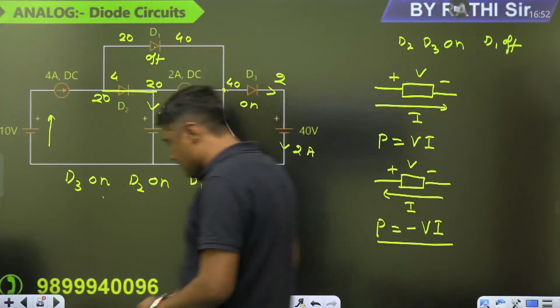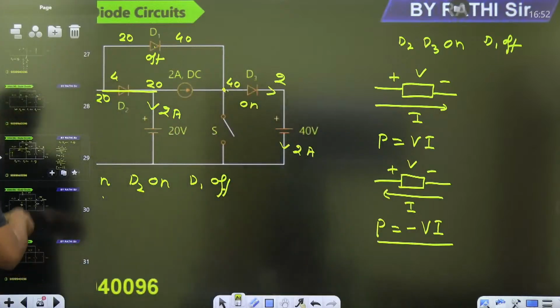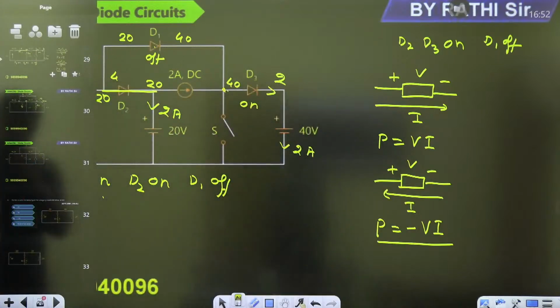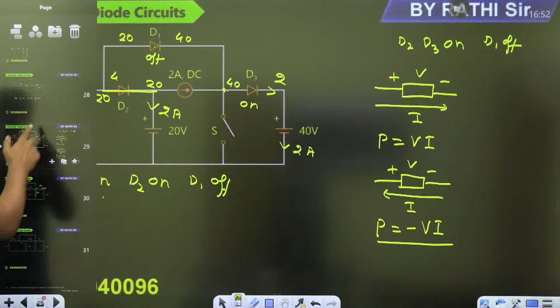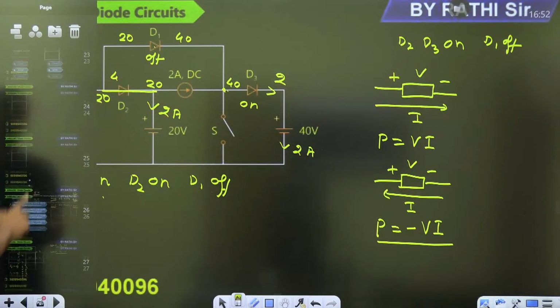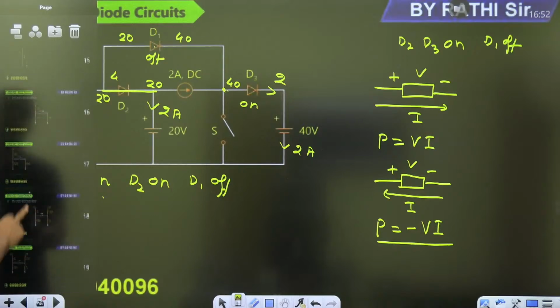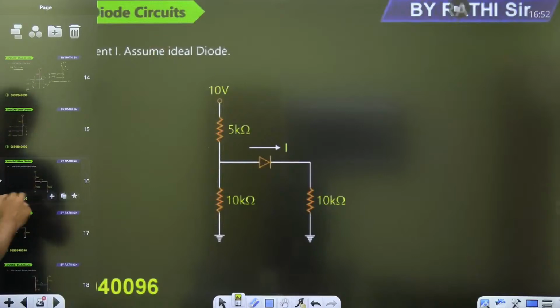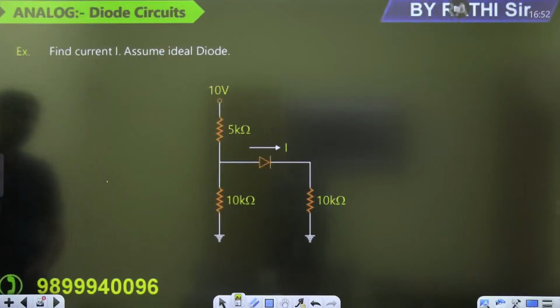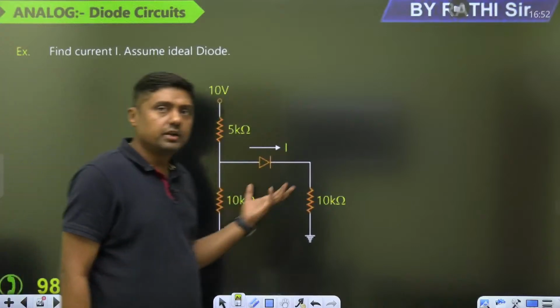Now, this is a question based on what? Multiple diode? Now, question based on what? Single diode, guys. Question based on single diode. Watch this. Some students are new here, so watch the very simple question.